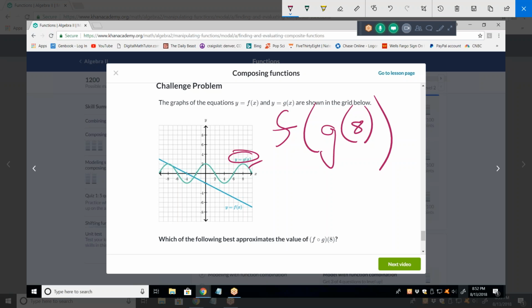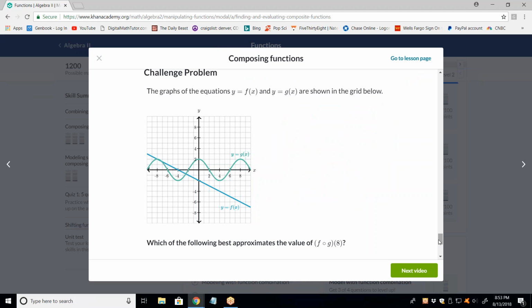Would g of 8 be like the slope of that graph? No, these aren't slopes. There's 8. There's g of 8. It would be 2. So it's really f of 2. Now let's go to the f function. What's f of 2 equal to? So f of 2 is equal to negative 3. Do not drop the negative signs. You will get it wrong every time.